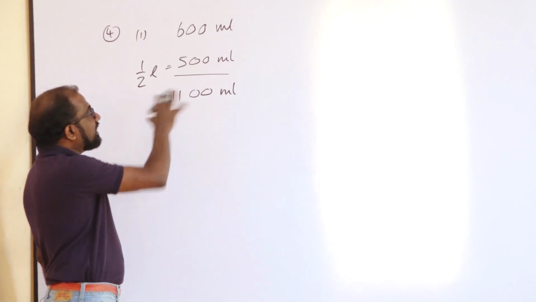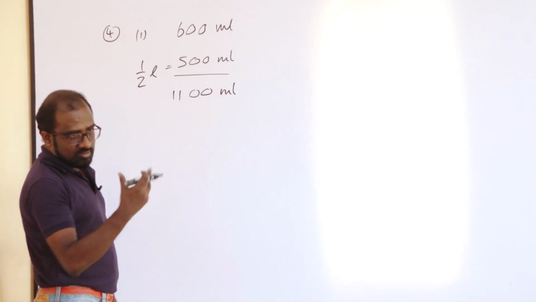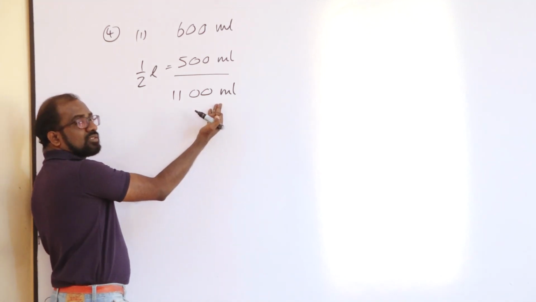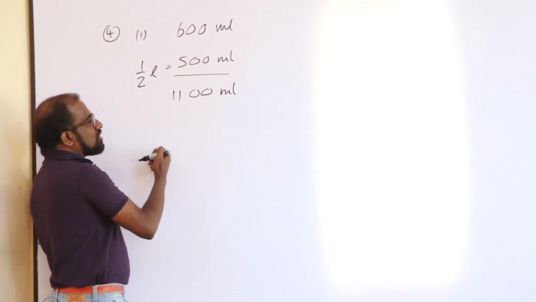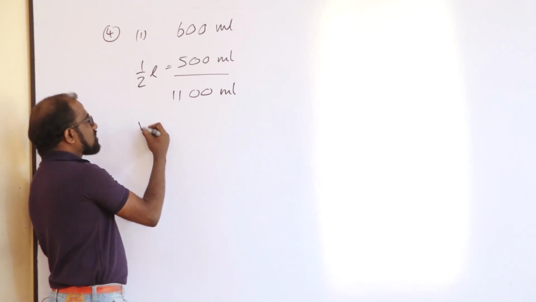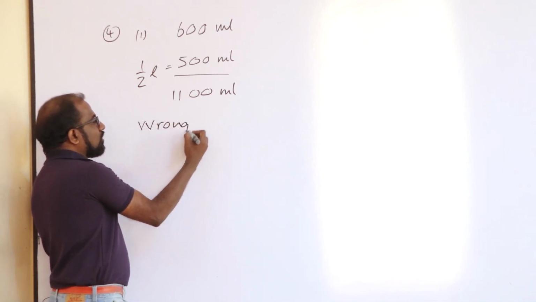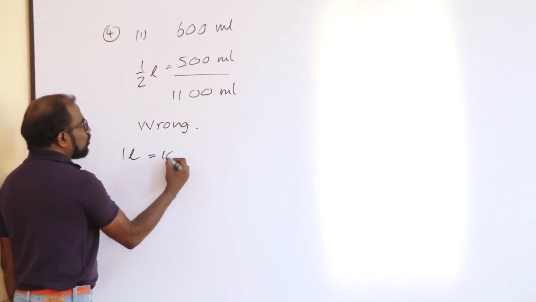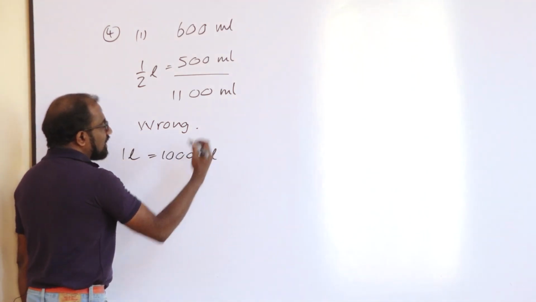Vinita again made a liter. Liter and 1000 liters, milliliters. 1 liter again 1000 milliliters. 1100 can more than liter. Vinita's statement is wrong. What's the reason? Reason: 1 liter is equal to 1000 milliliters.